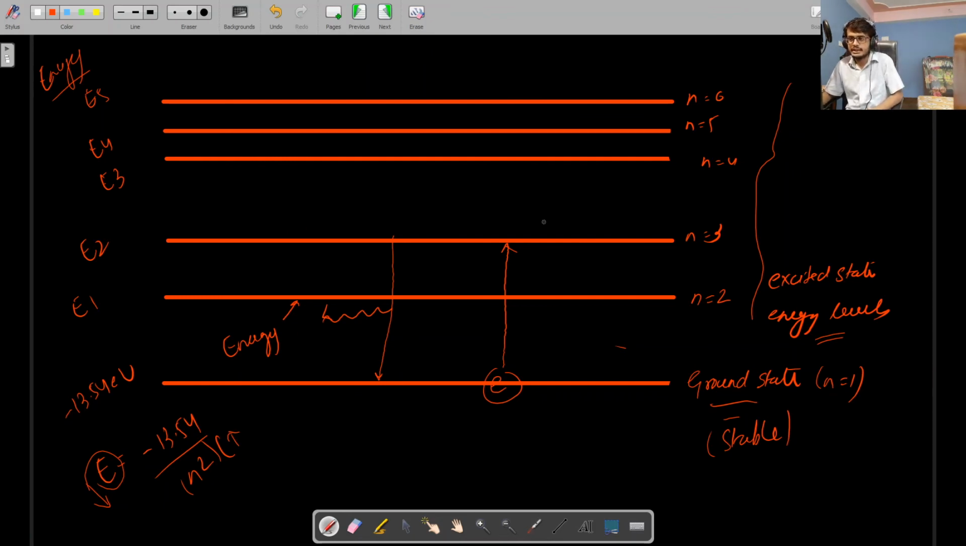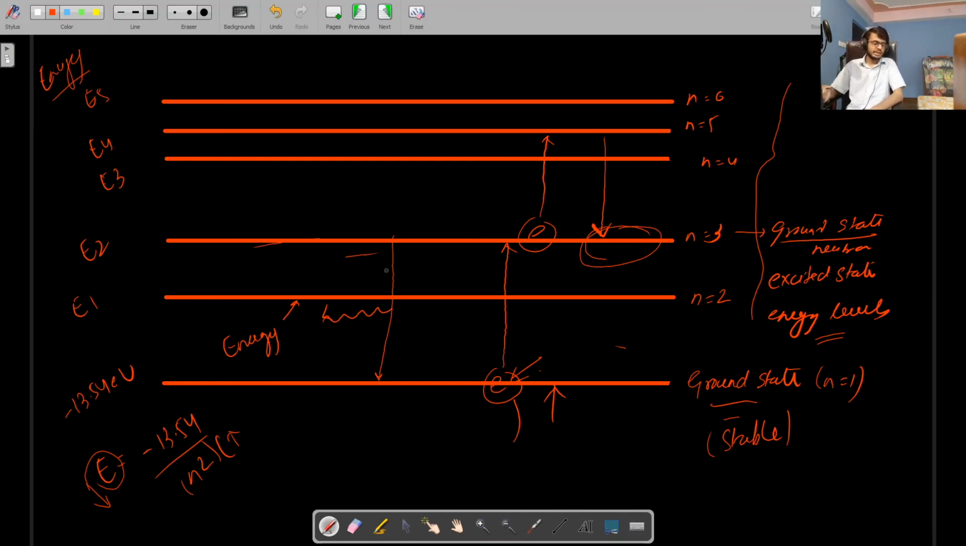So for an electron in the state n equal to 3, if an electron is here, this will be the ground state for that, the neutral state, right? Now when it gains energy, it will go up, and when it loses energy, it will fall down again to its ground state. It is not a hard and fast rule that this is the only ground state, okay? With respect to this electron, this energy line is the ground state. So it will depend on the electron you are considering. Is that clear?